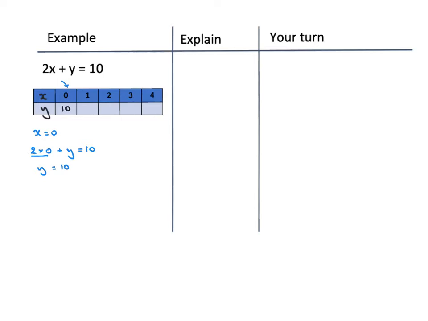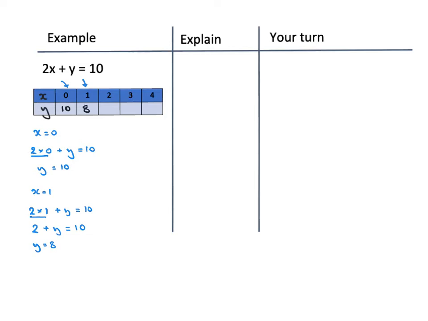Now we'll do the same when x equals 1, the next column across in the table. So we write down, we're looking at x equals 1. So we substitute in 2 times x becomes 2 times 1, add y equals 10. So 2 times 1 is 2, add y equals 10. And we can see by inspection that 2 add something is 10, so y must equal 8. And that's the second value in our table.